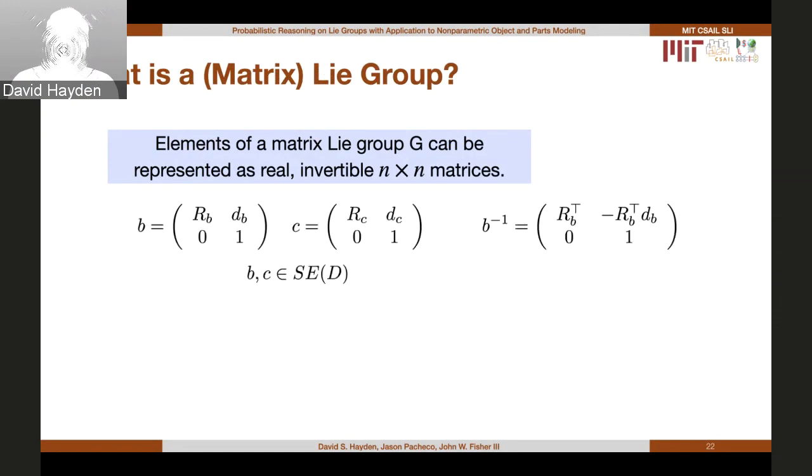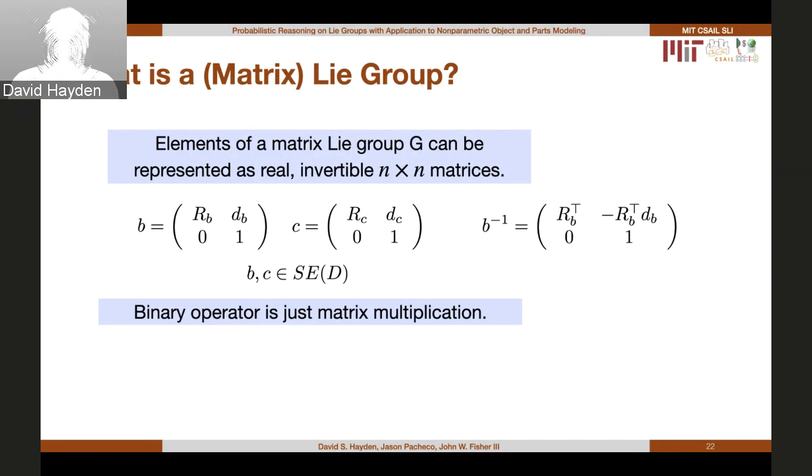In particular, the space that we're working with is SE2 or SE3, and that has special structure that most of you should be familiar with. If you have an element B, then it can be expressed as a block matrix with some rotation submatrix R sub B and a translation vector D sub B, and rows of zeros and ones that allow you to work on homogeneous points. The inverse of an element of SE2 or SE3 is defined in terms of these rotation and translation vectors as expressed here on the right.